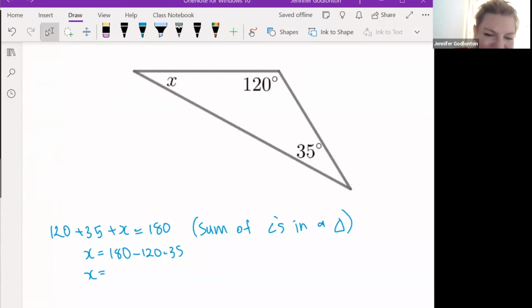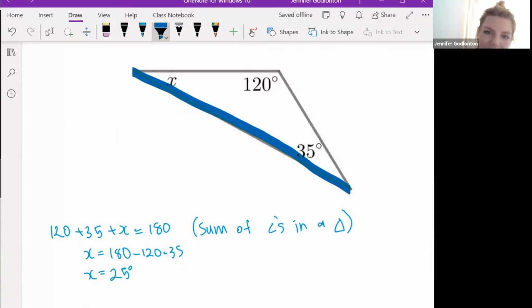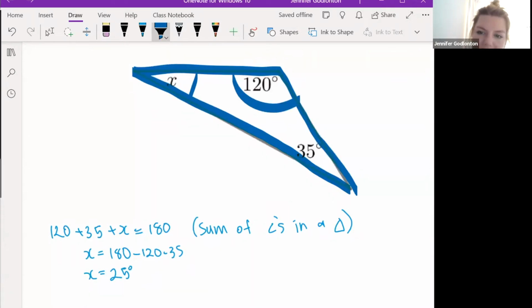There we go. Good. So what we're looking at in this question is that we have a triangle, and we know that if we add all of our angles together in a triangle, we have to get 180 degrees. So we add them together, we say it's equal to 180, and then our reason is going to be sum of angles in a triangle.